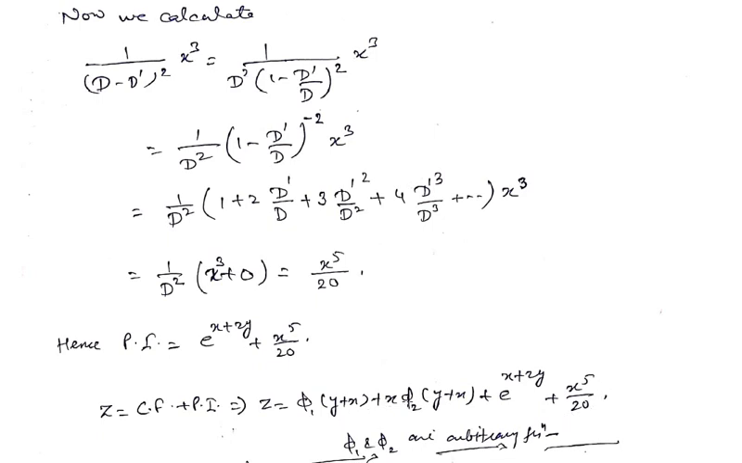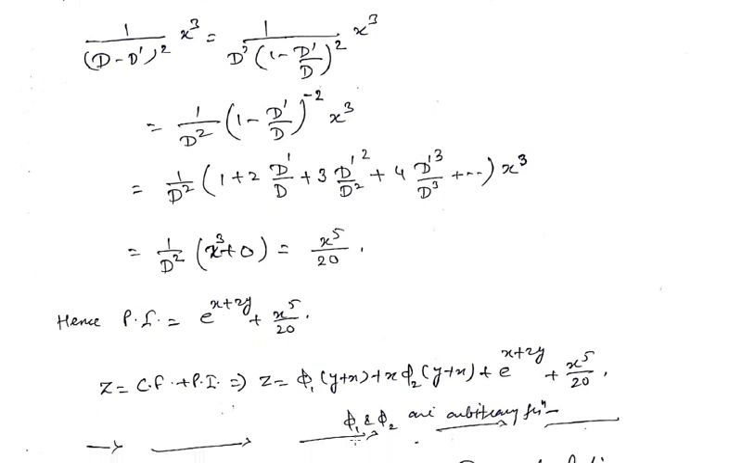This is the general solution for the given equation. And here phi 1 and phi 2 are arbitrary constants.